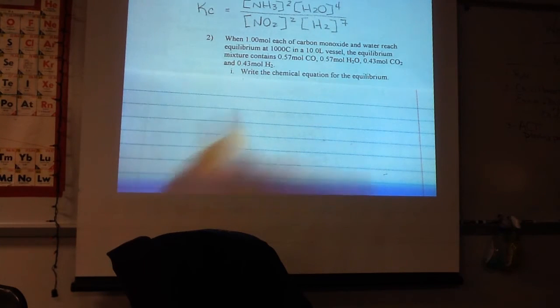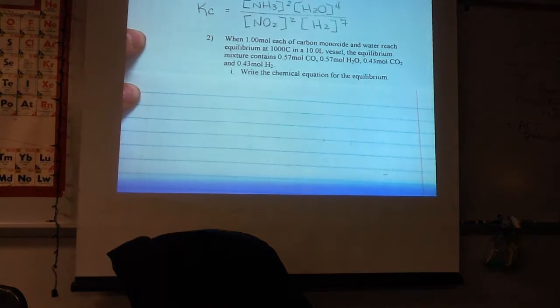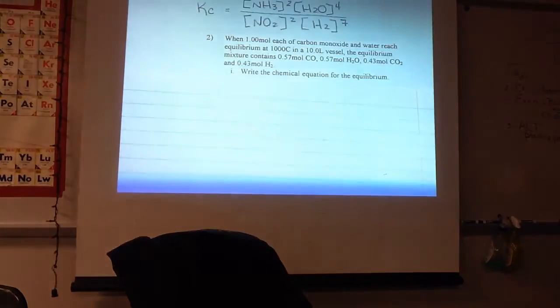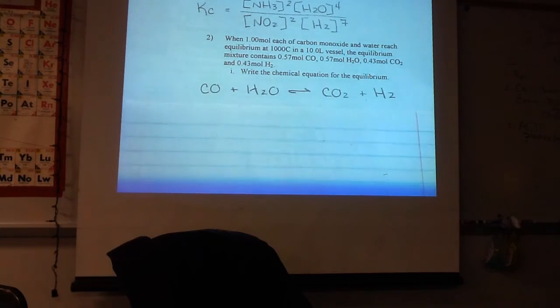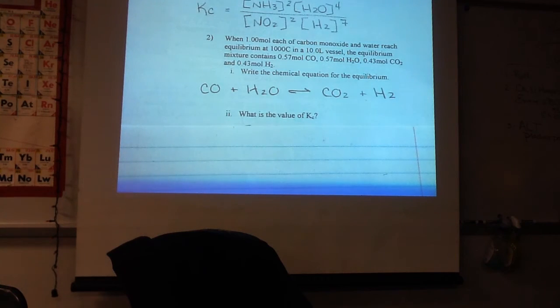All right? So we write our balanced equation. What's the balanced equation going to be, folks? CO plus H2O makes CO2 and H2. And when you balance it, you should get a 1-to-1 relationship.